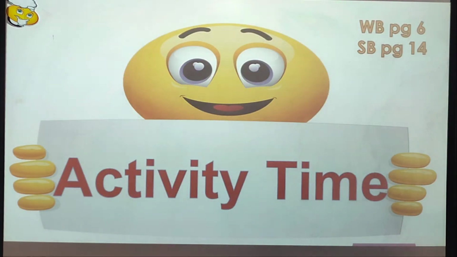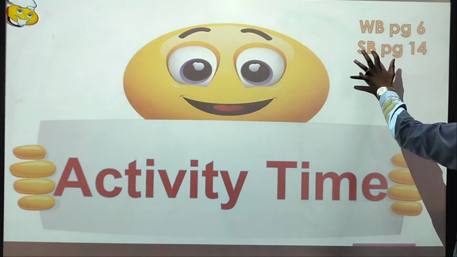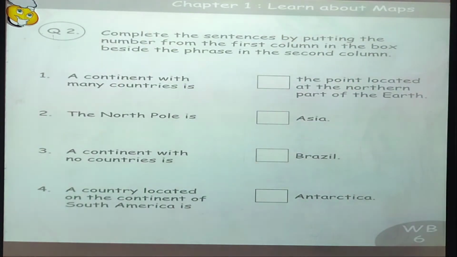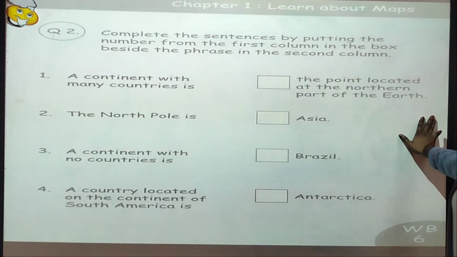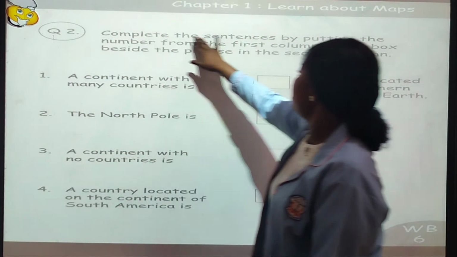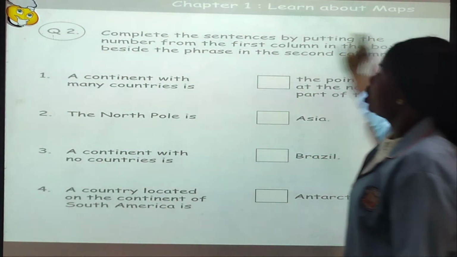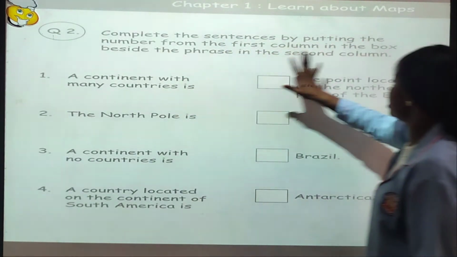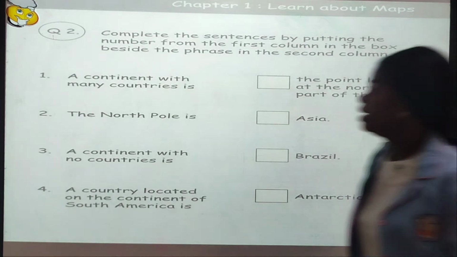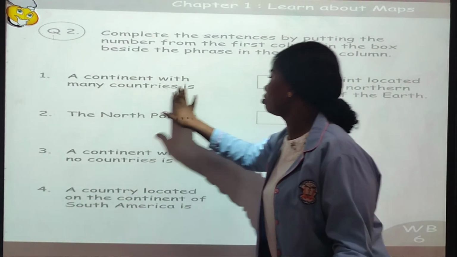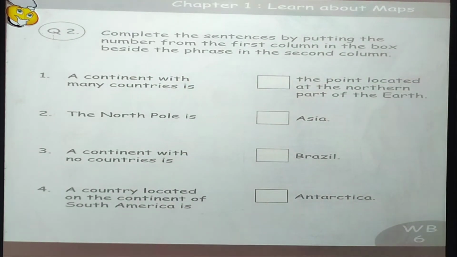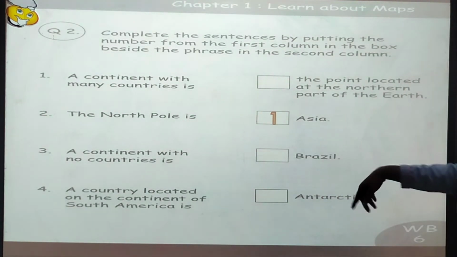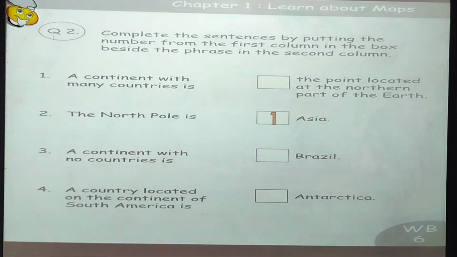Now our activity time. Workbook page 6 and student book page 14. Now look at this. This is our workbook. Question 2. Complete the sentences by putting the number from the first column in the box beside the phrase in the second column. Number 1. A continent with many countries is what? Can you tell me? Asia. Again, it is Asia.